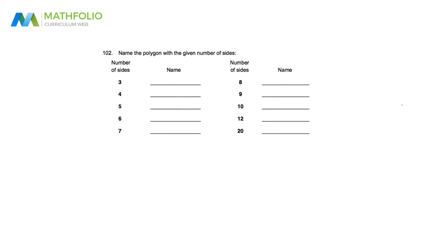Alright, so 102 asks us to name the polygons with the given number of sides. So 3 would be a triangle, 4 would be a quadrilateral, not a square because it could be a rectangle, rhombus, parallelogram, trapezoid, could be any of those, but if it's got 4 sides it's definitely a quadrilateral. 5 would be a pentagon, 6 would be a hexagon, 7 would be a heptagon, which some people call a septagon, but heptagon is the original name.